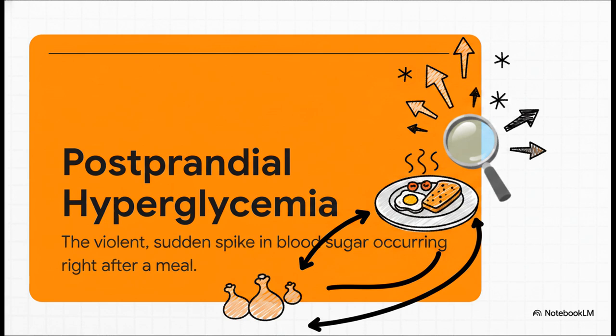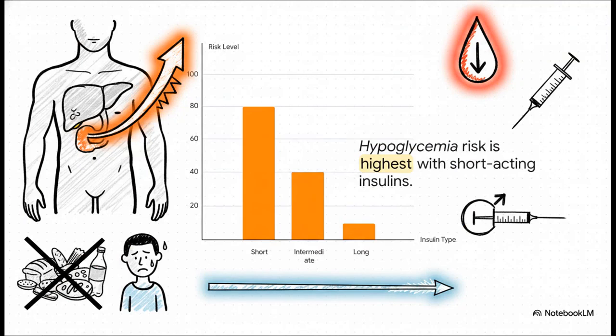How do you tackle a spike? With a spike, meaning you use those short and ultra-short-acting insulins. Maintenance, on the other hand, is about the slow, steady release of glucose from the liver all day long. You tackle that constant baseline with your long-acting insulins. And understanding that distinction actually busts a massive clinical myth.